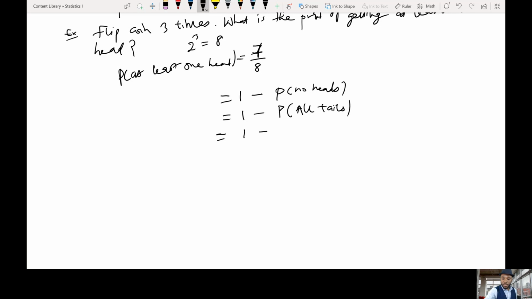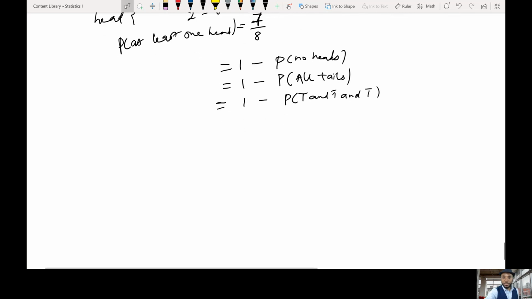So this is 1 minus the probability of having a tail, and then a tail, and then a tail. We have 3 tails. So the probability of drawing a tail, and then another tail, and then another tail. So that's how we interpret this. In successive trials, a tail, and then a tail, and then a tail, and that's one procedure. Okay, so this is where the multiplication rules come in handy. So this is 1 minus the probability of a tail times the probability of a tail given a tail times the probability of a tail given 2 tails have occurred.